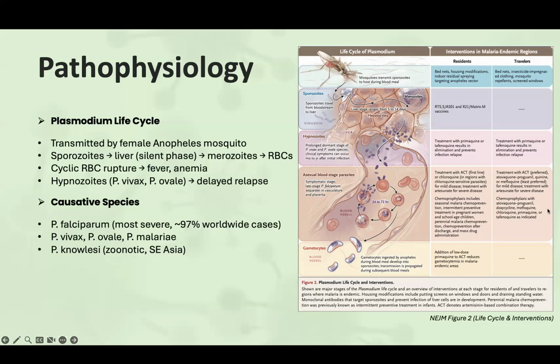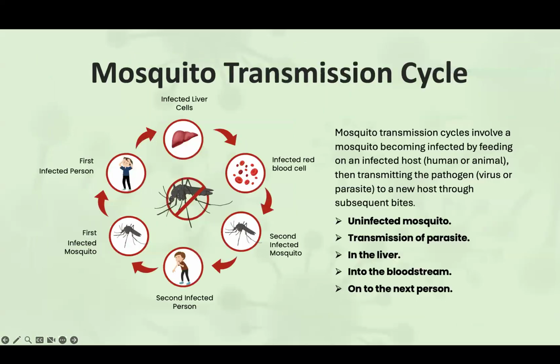All right. This is just another, simpler version of the mosquito transmission cycle. You have the first infected person, which infects liver cells, infects red blood cells, which another second mosquito feeds off of and infects another person, and the cycle goes on and on.